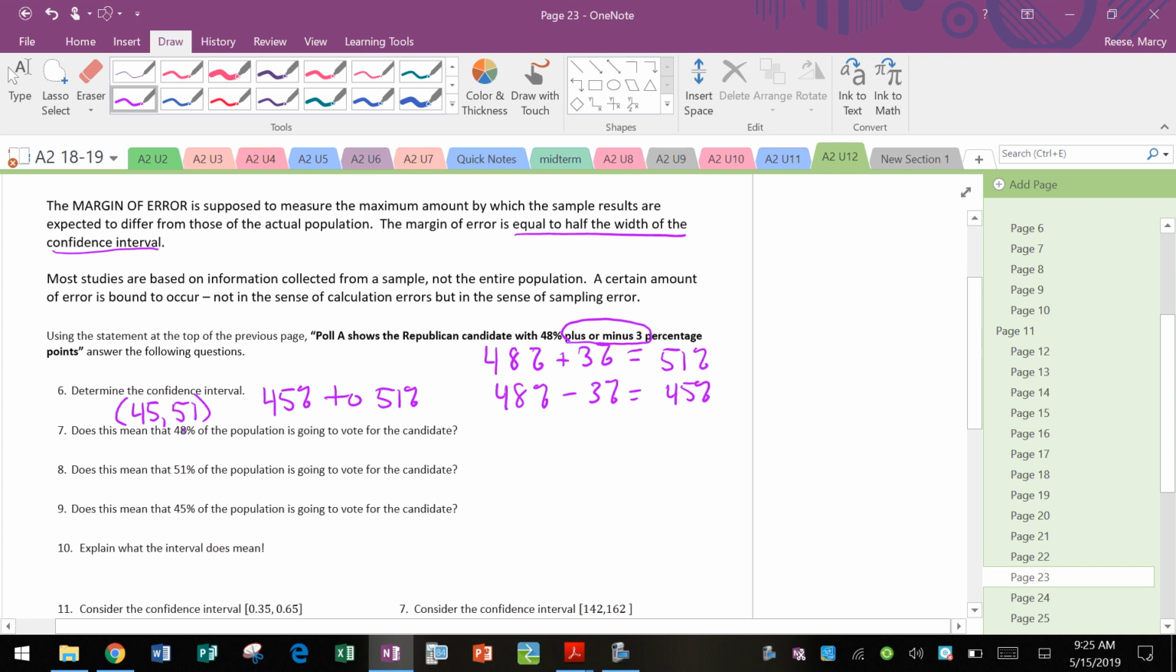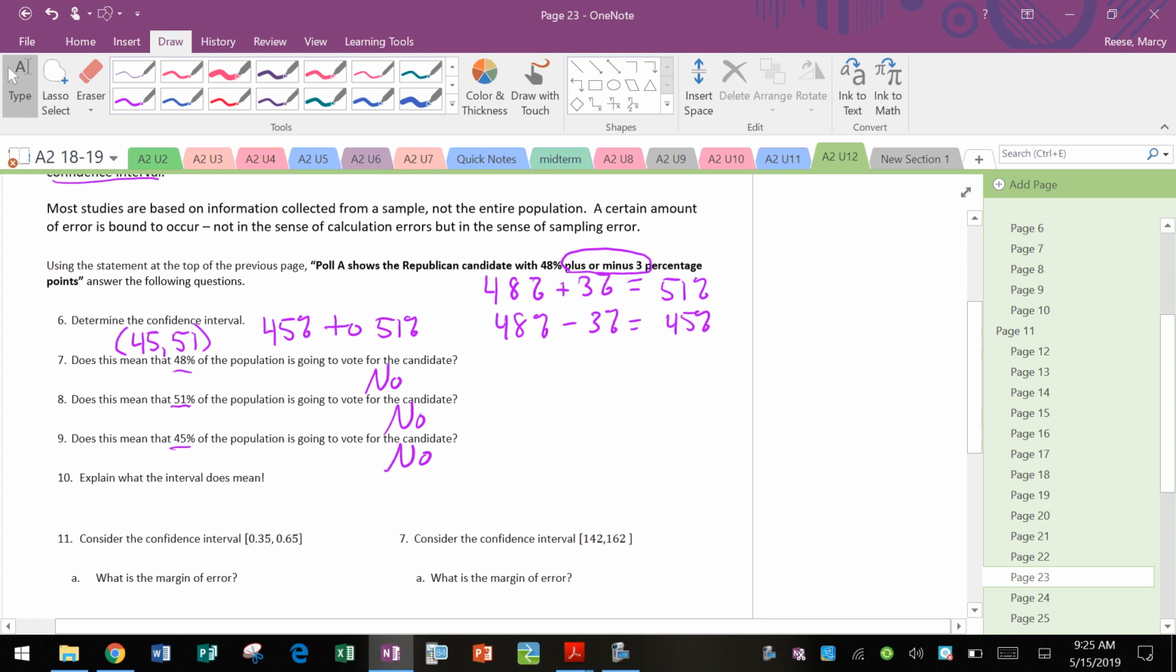Okay, so real quick, does this mean that 48% of the population is going to vote for the candidates? No. Does it mean 48? Does it mean 51? No. Does it mean 45? No. It doesn't mean that those are going to be the numbers. It means, and this is where you've got to be specific with your wording, because the wording is the Regents' friendly piece that you want to get your credit.